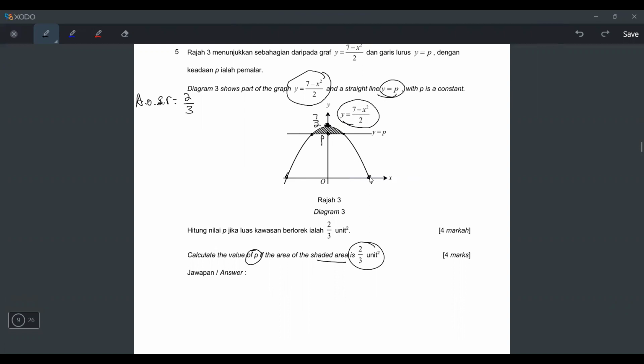And then what else can we find? We can also find this point because we know this is a parabola, right? So if this is a parabola and this is the x-intercept, I can substitute y equals 0.